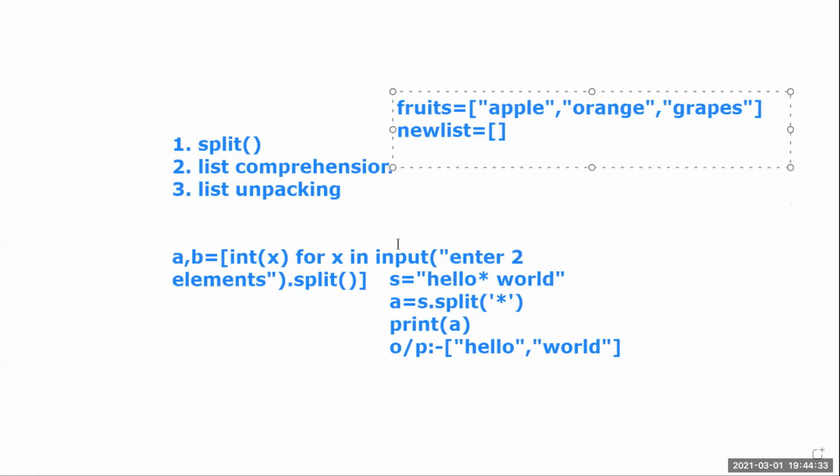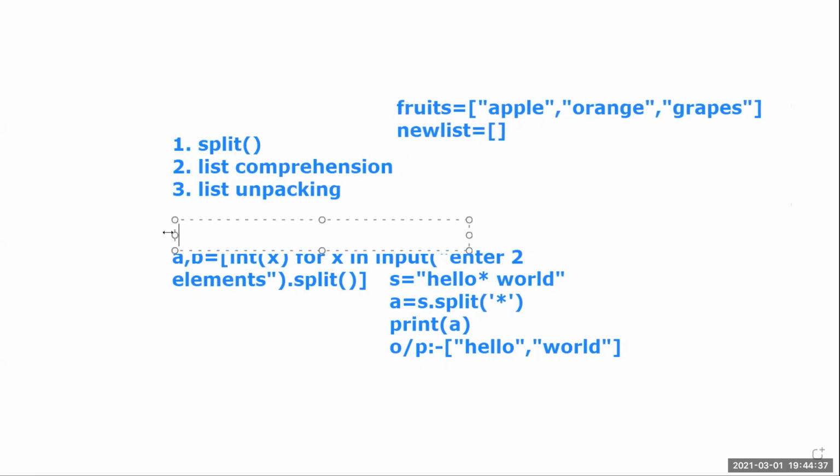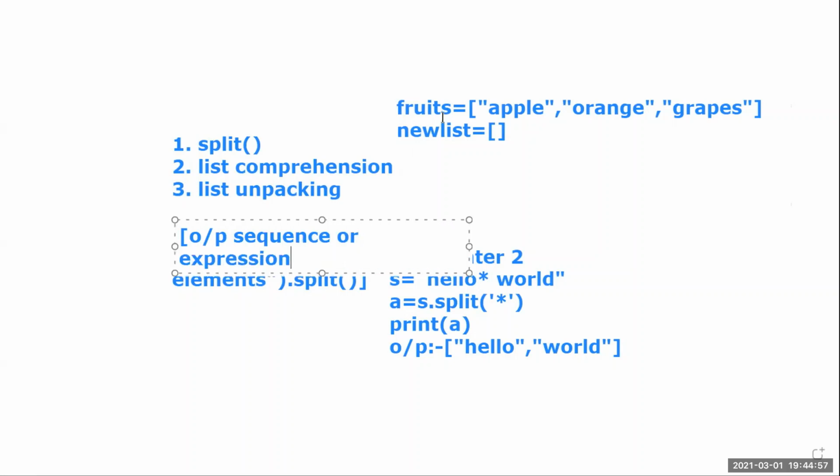Okay, so what is the syntax of our list comprehension? The syntax is, see here: output sequence, or any expression we can write, output sequence or any expression.